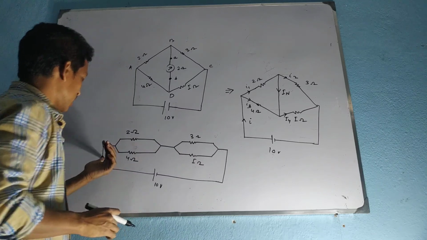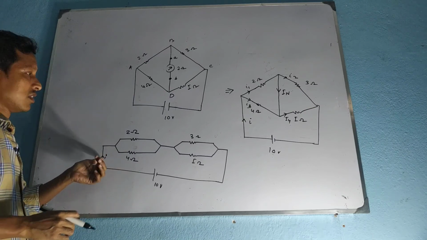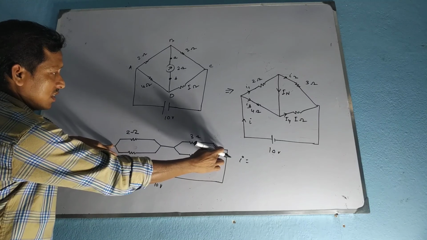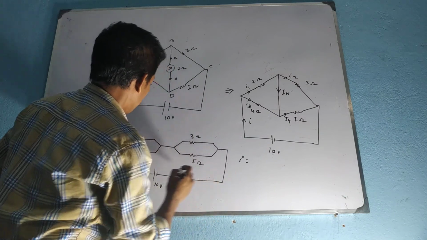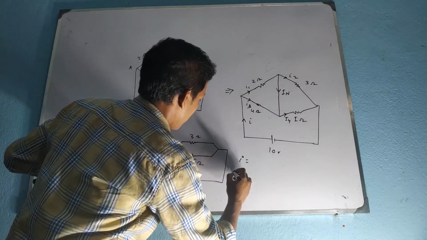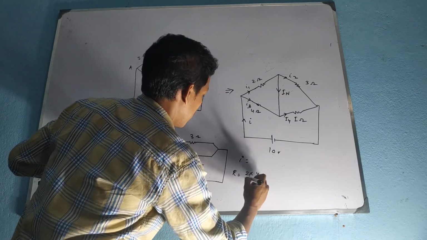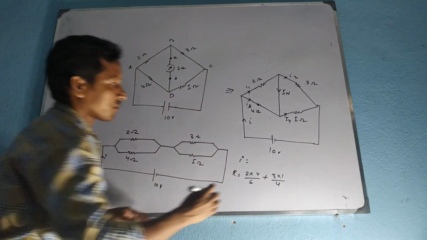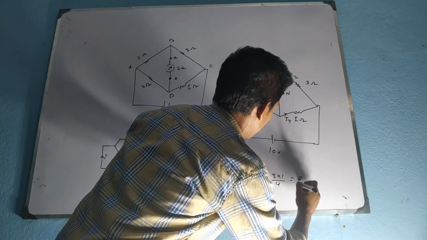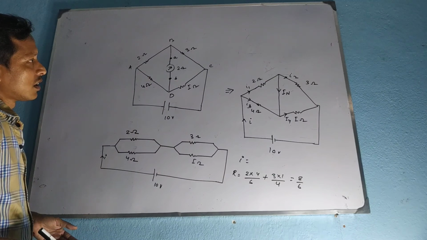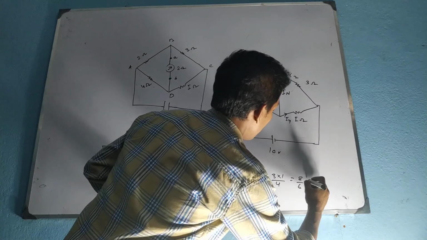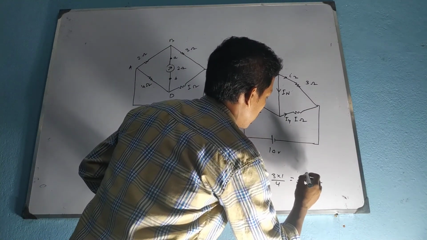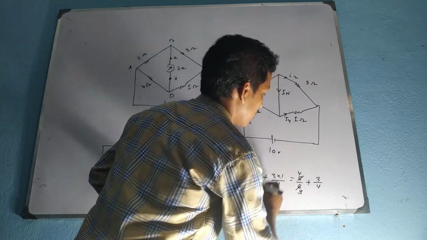So first I have to calculate the I. What will be the value of I? I equal to, what will be the resistance between these two points? The resistance is R equal to 2 into 4 by 6 plus 3 into 1 by 4. Okay. So 8 by 6 plus 3 by 4.